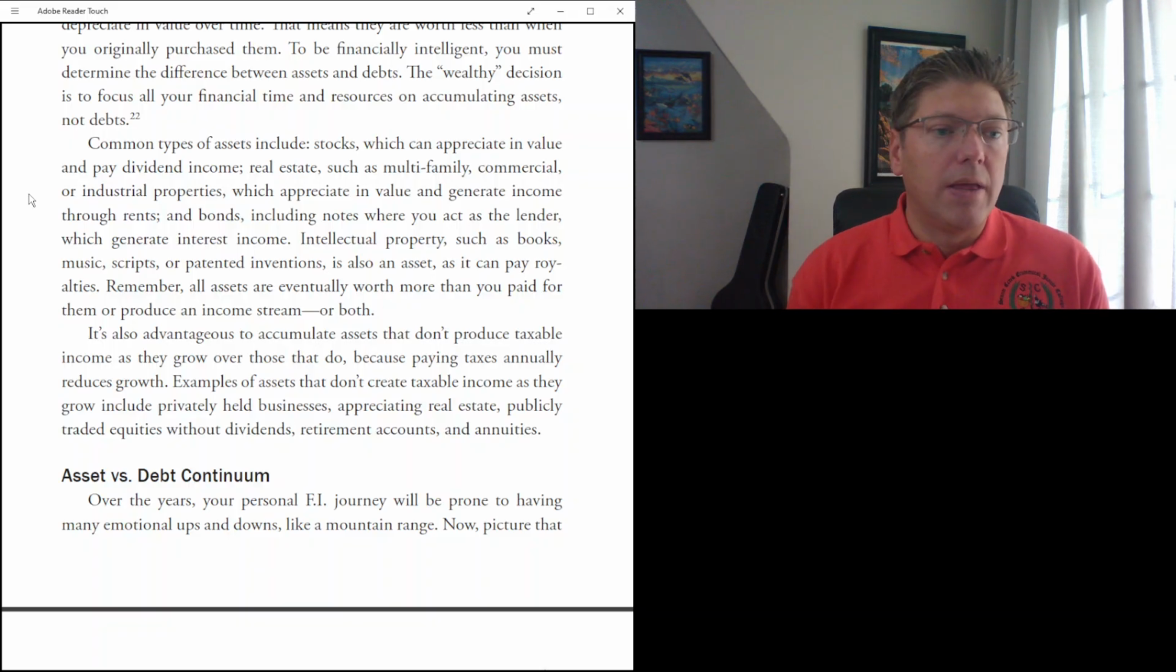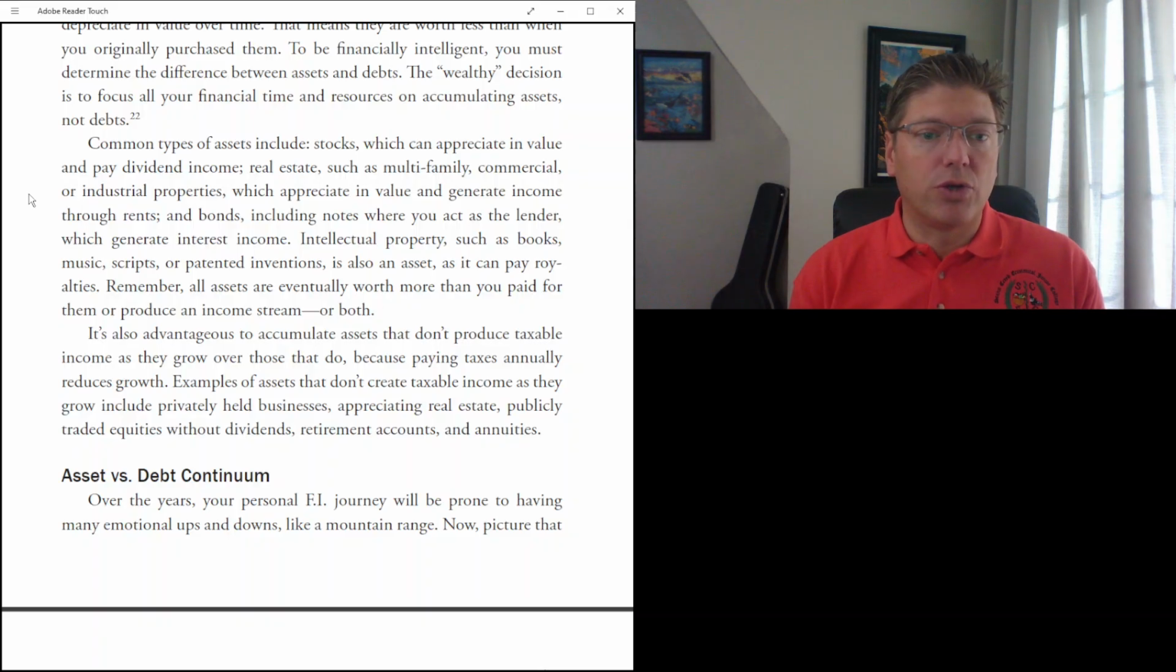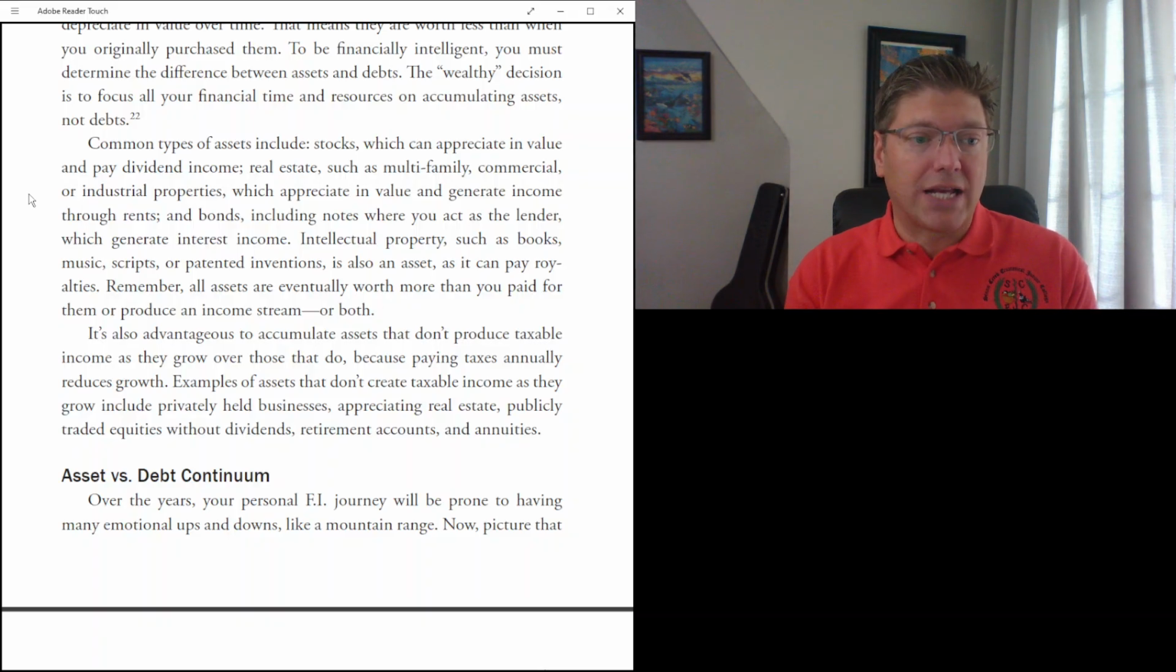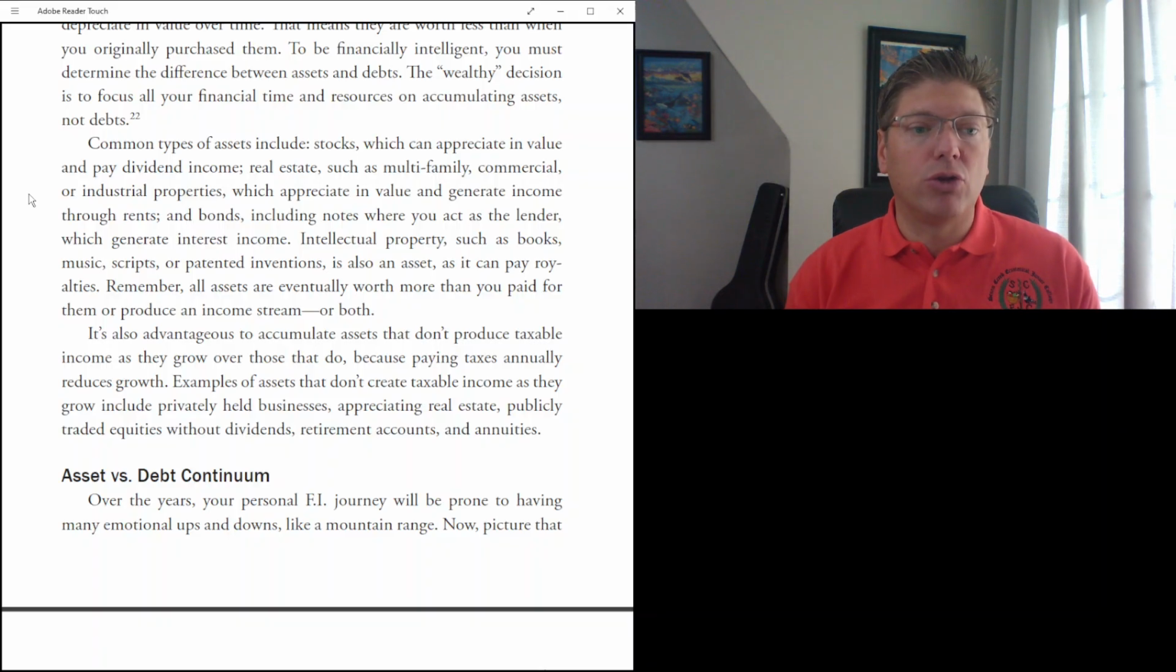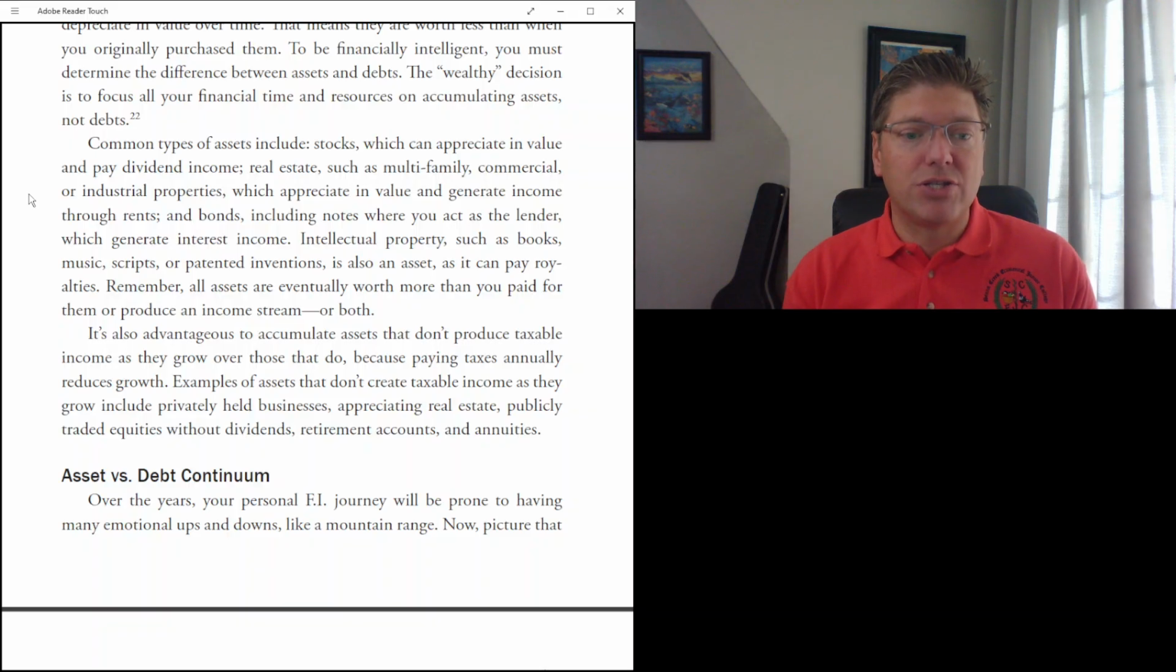Okay. It's also advantageous to accumulate assets that don't produce taxable income as they grow over those that do, because paying taxes annually reduces growth. Examples of assets that don't create taxable income as they grow include privately held businesses, appreciating real estate, publicly traded equities without dividends, retirement accounts, and annuities.